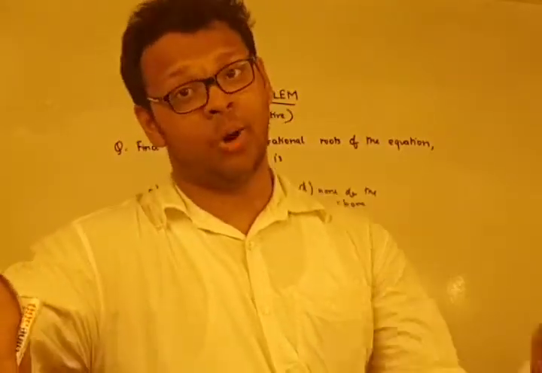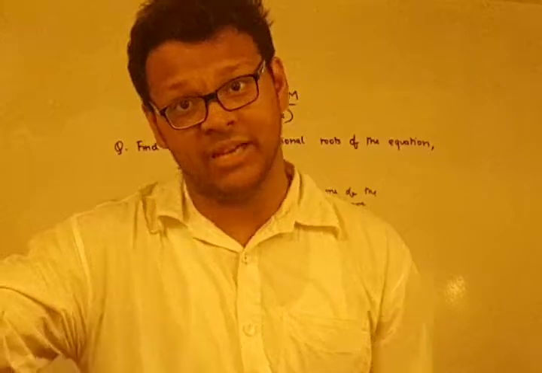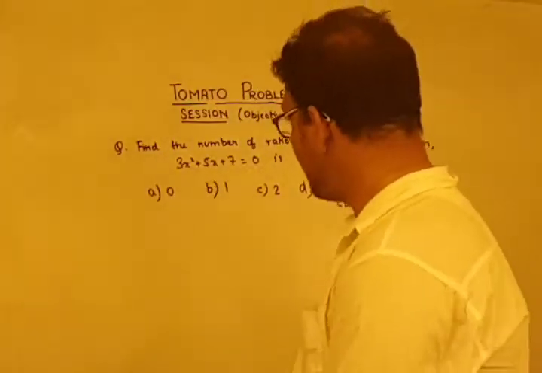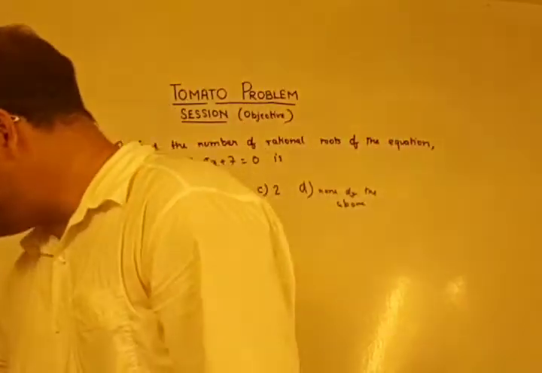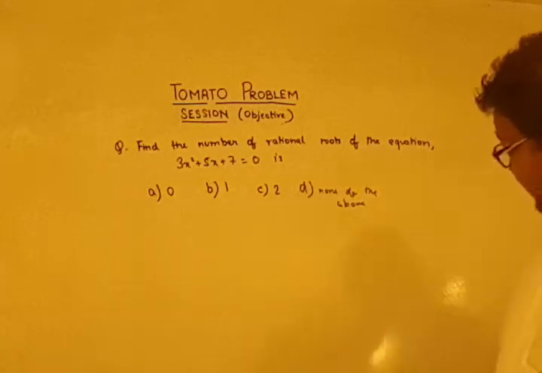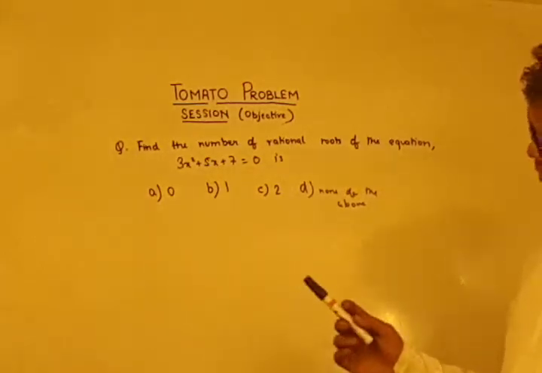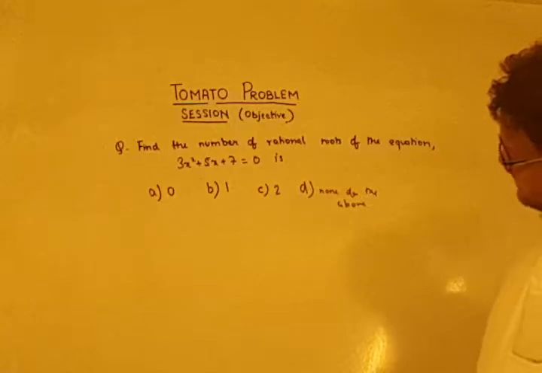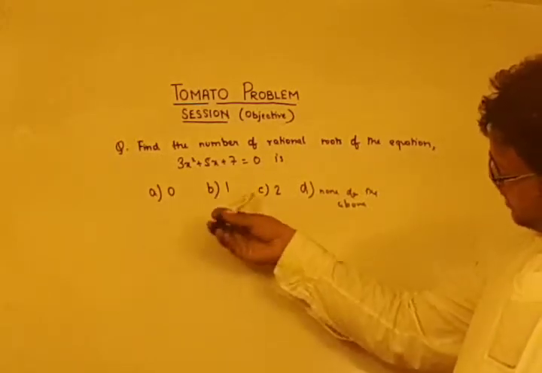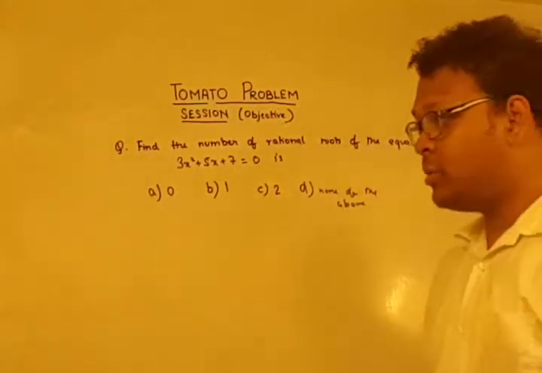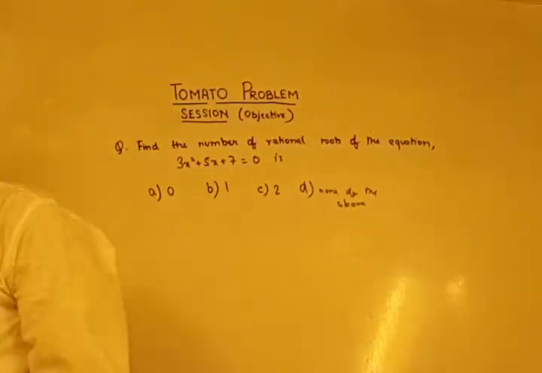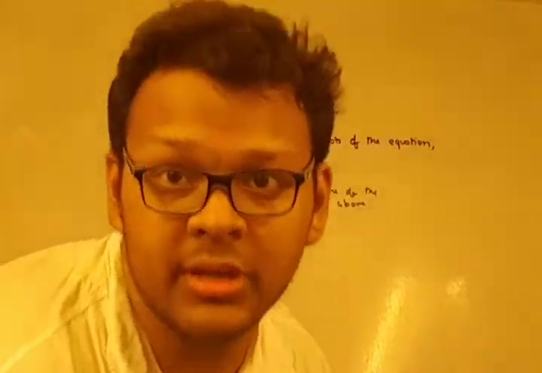Part 1 is objective and part 2 is subjective. We are dealing with objective problem solving in ISI. So we are headed to the first question. The first question, as written on the board, is: find the number of rational roots of the equation 3x squared plus 5x plus 7 equals 0. Is it 0, 1, 2 or none of the above? I give you a few moments to attempt this before I get to the original solution.